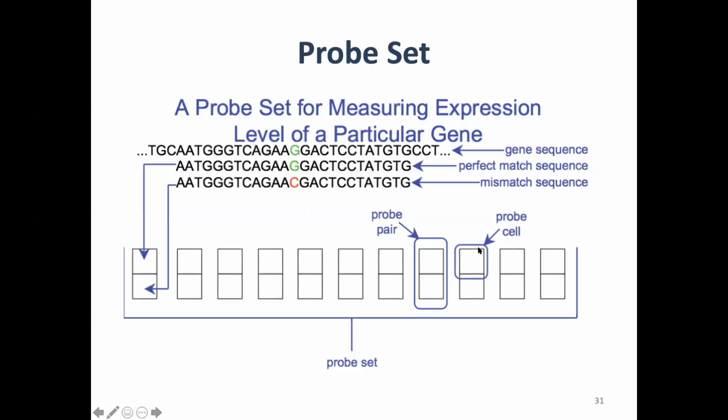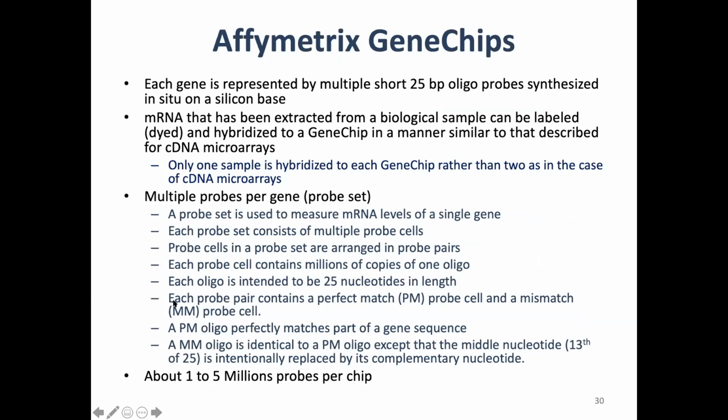Right? Probe cells come in probe pairs, and each probe cell contains millions of copies of oligos. Each oligo is intended to be 25 nucleotides in length. Each probe pair contains a perfect match, PM, probe cell and a mismatch, MM, probe cell.